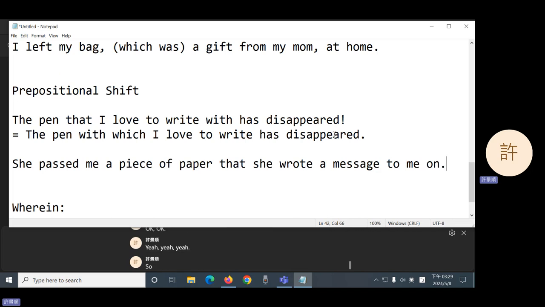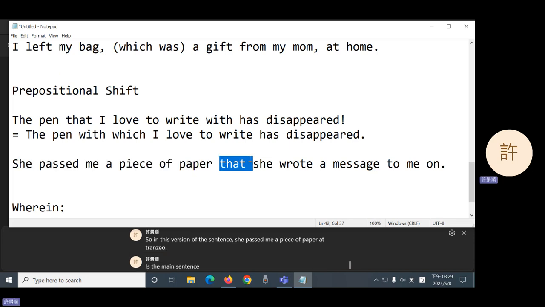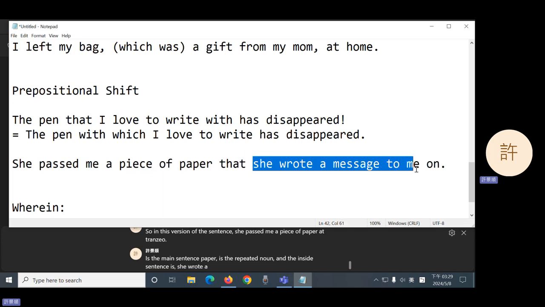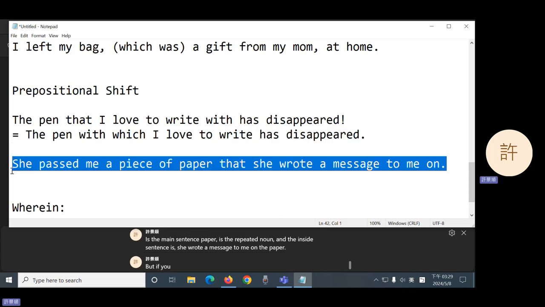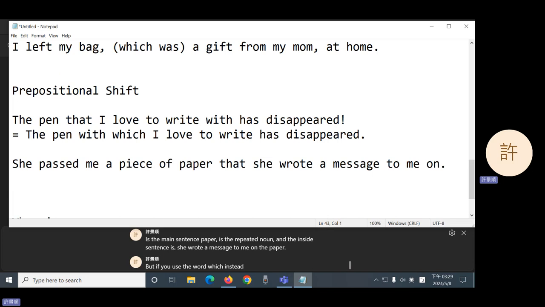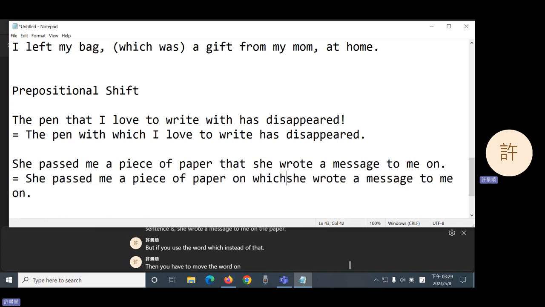So in this version of the sentence, "she passed me a piece of paper" is the main sentence. Paper is the repeated noun. And the inside sentence is "she wrote a message to me on the paper." But if you use the word which instead of that, then you have to move the word on also. And in fact, in this case, the sentence is actually clearer. It makes more sense: She passed me a piece of paper on which she wrote a message to me.